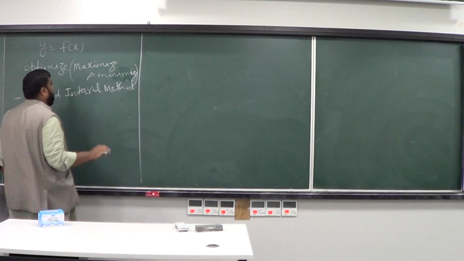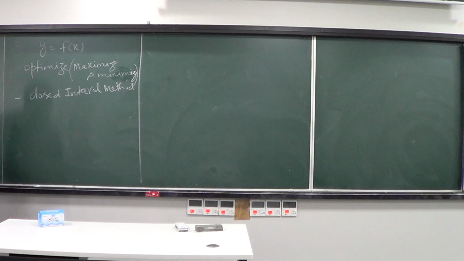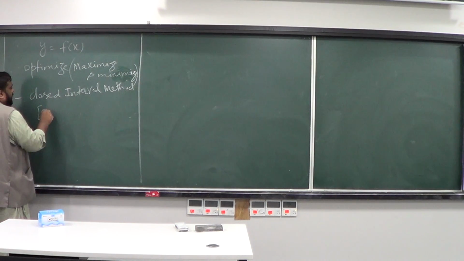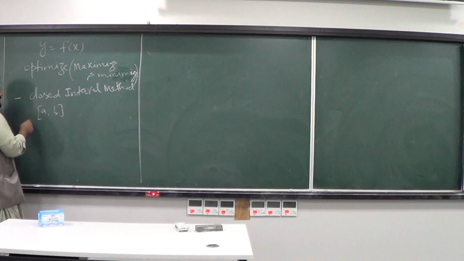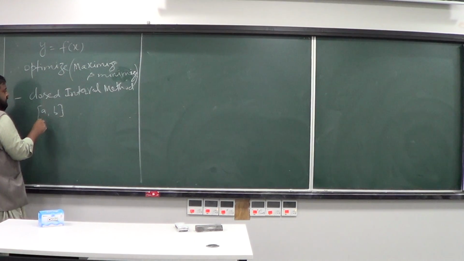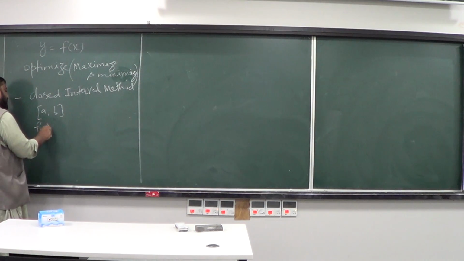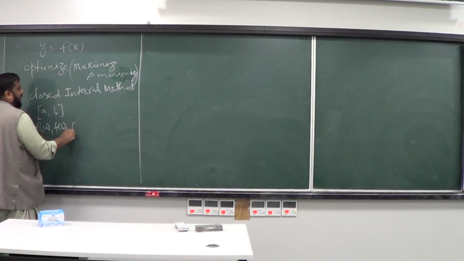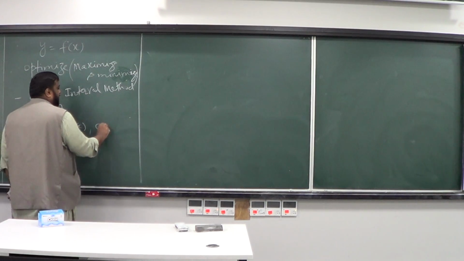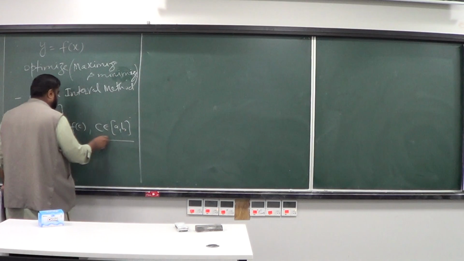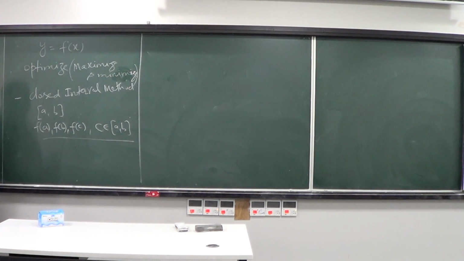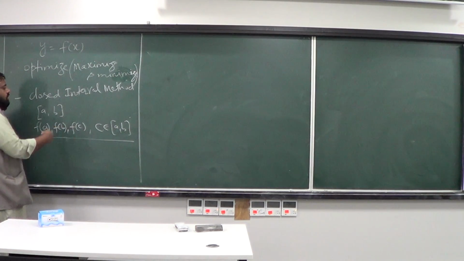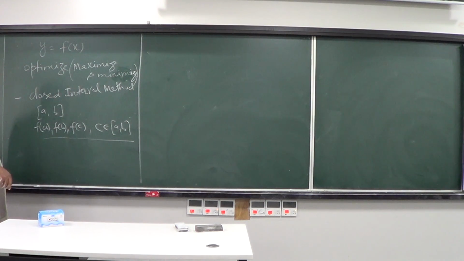finding the absolute maximums and absolute minimums, which simply says that if you have a function defined on an interval, then the absolute maximum and minimum will occur either at the endpoints or at a point c that lies in the interval a to b. So essentially, you're going to find your absolute maximum or minimum at one of these three possible points.